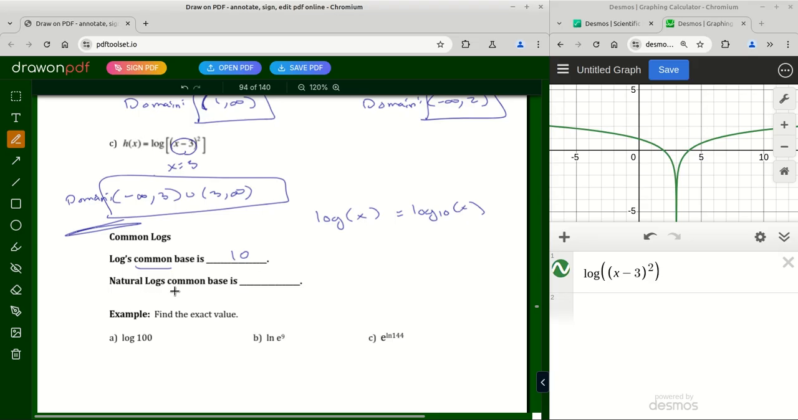And so natural base, so when they start using ln of x, what that means is log base e of x.